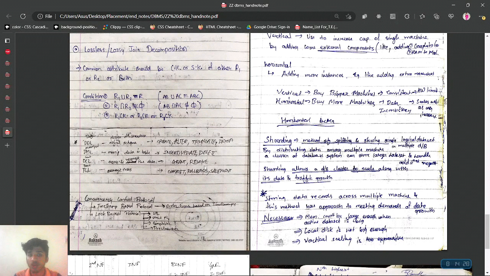For TCL we have commit and rollback. For DCL we have grant and revoke. For DML we have insert, update, delete. For DDL we have create, alter, drop, truncate.